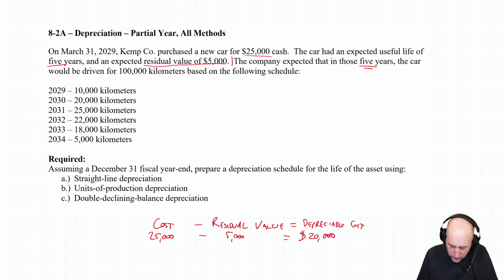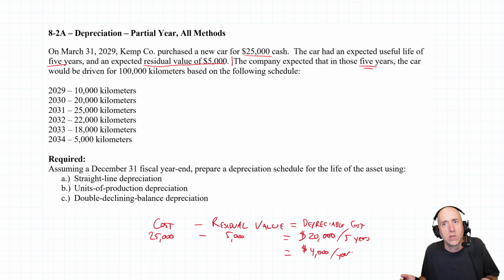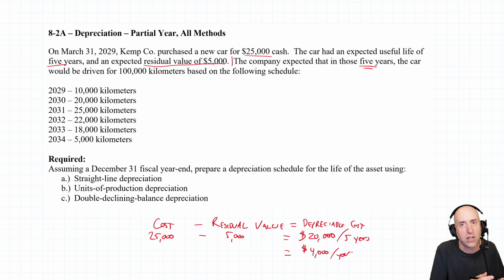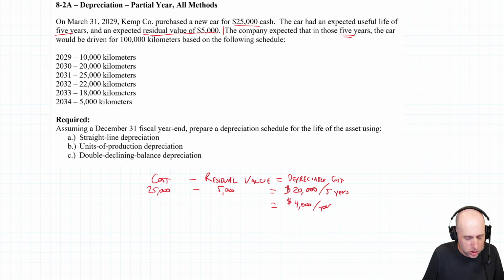So it's $20,000 in depreciation that we're going to take over a 5-year period. That gives us a depreciation rate of $4,000 per year. And so we would just do debit depreciation expense, credit accumulated depreciation for $4,000 for every full year of depreciation. But it asked us to make a schedule of depreciation over the life of this asset.